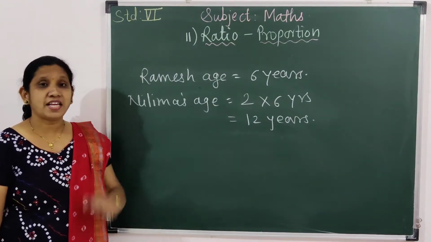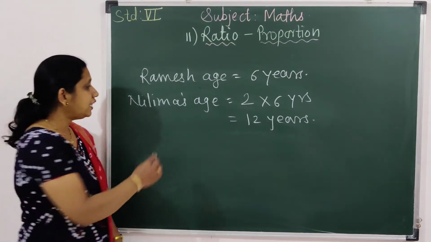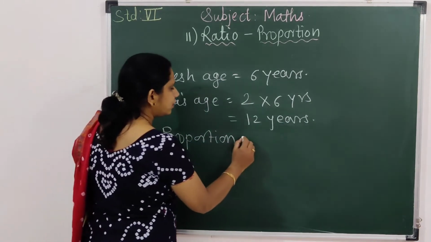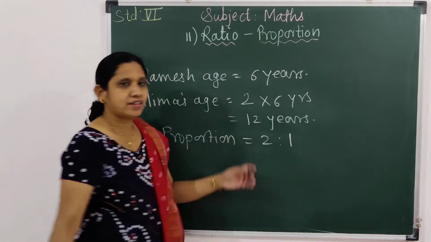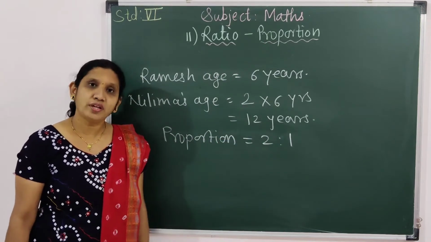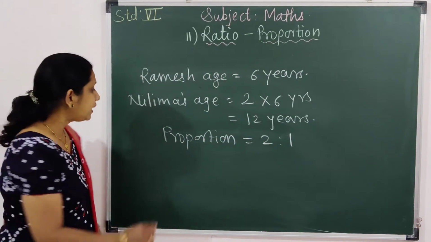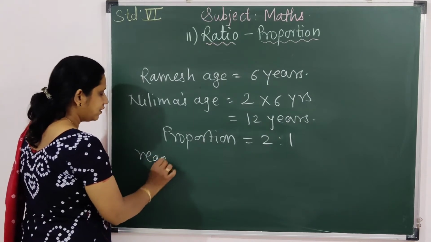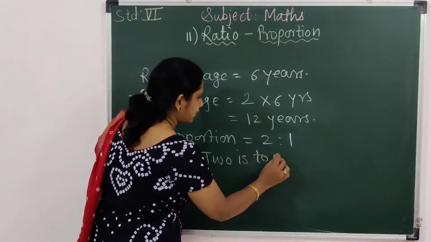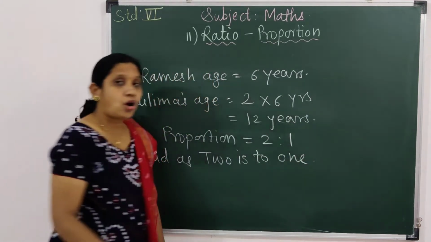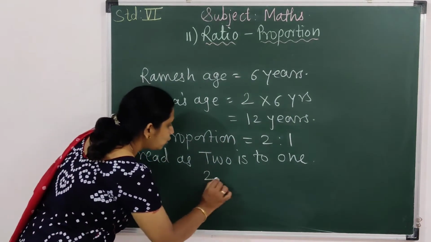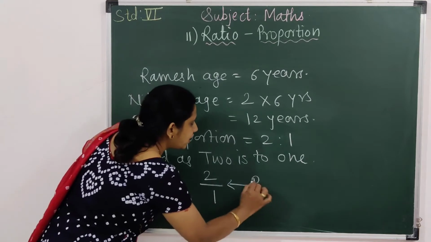Children, Nilima's age and Ramesh's age are in the proportion of 2:1. So it means 12 and 6. They are in the proportion 2:1. Children, it can be read as 2:1. Also, we can write this in the form of a ratio, that is 2/1. This is a ratio.